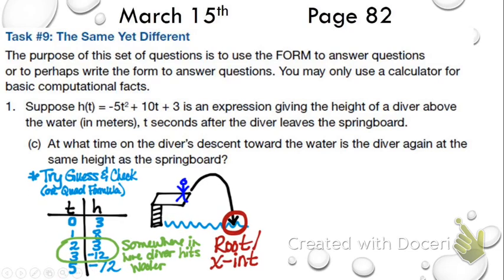All right, so look down at question C. At what time in the diver's descent towards the water is the diver again at the same height as the springboard? Did we find that? Yeah, we did. Doing our guess and check, we got it right there. So at 2 seconds.